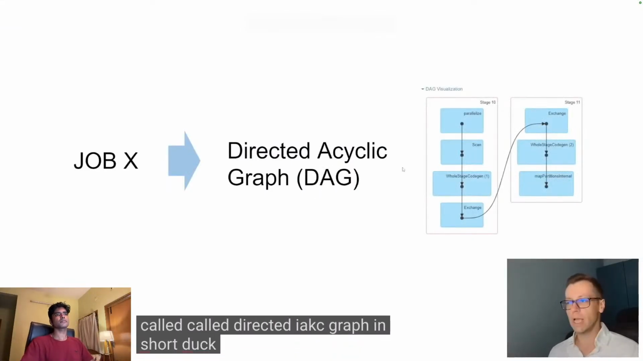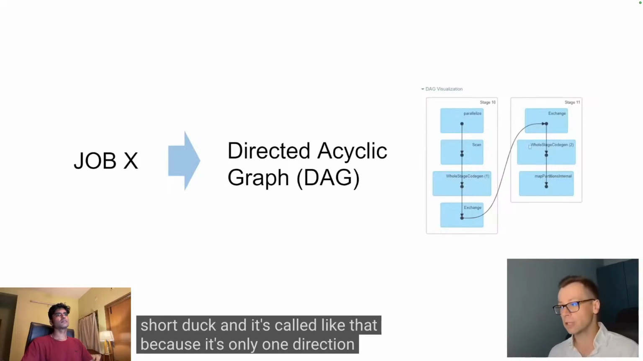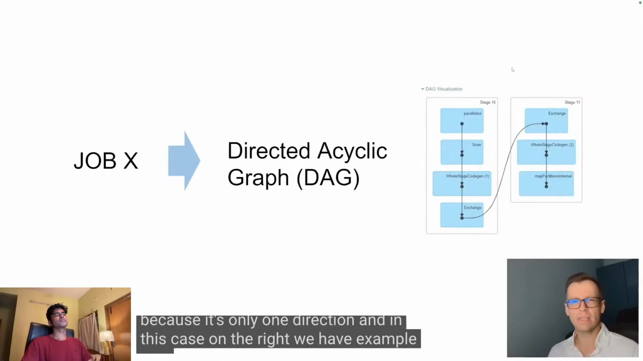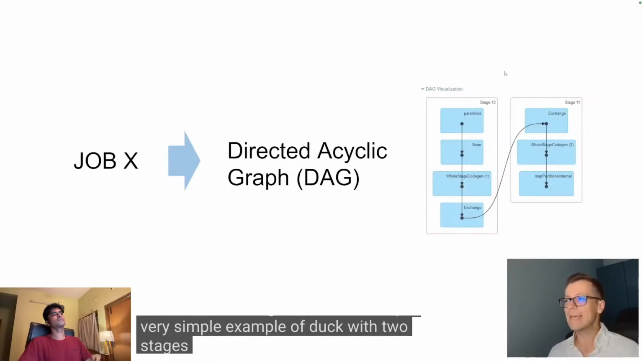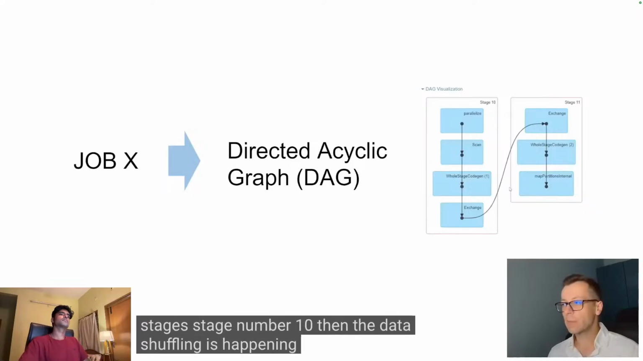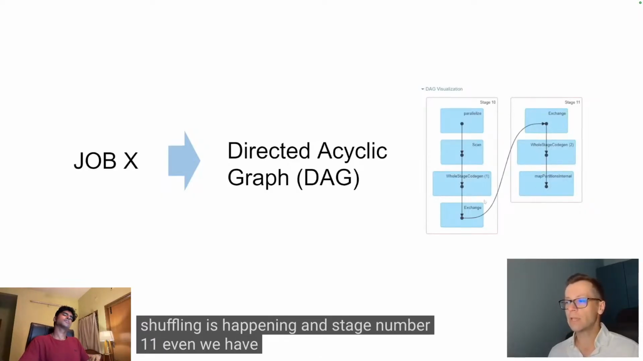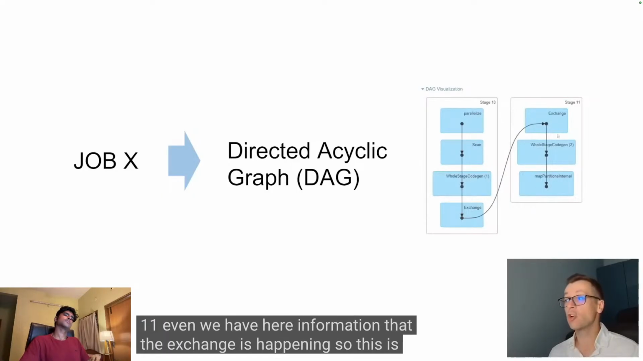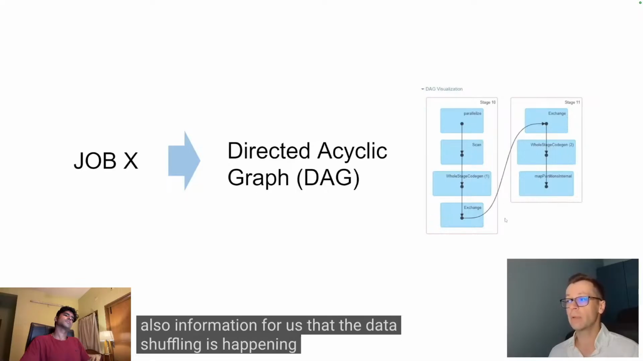In short, DAG. And it's called like that because it's only one direction. And on the right, we have a very simple example of a DAG with two stages. Stage number 10, then the data shuffling is happening, and stage number 11. We even have information here that the exchange is happening. So this is also information for us that the data shuffling is happening over here.